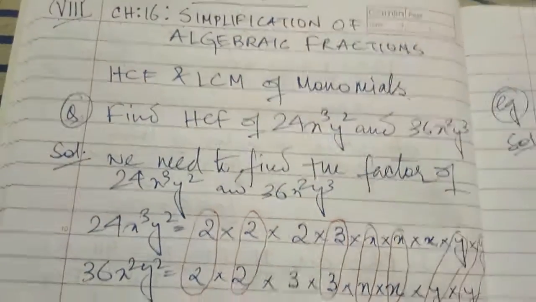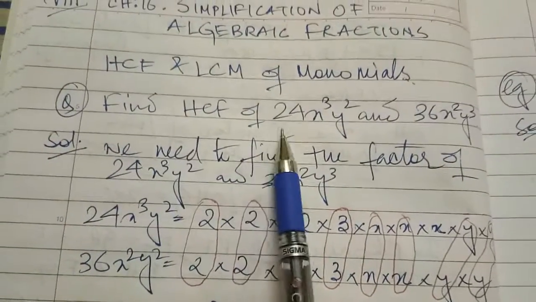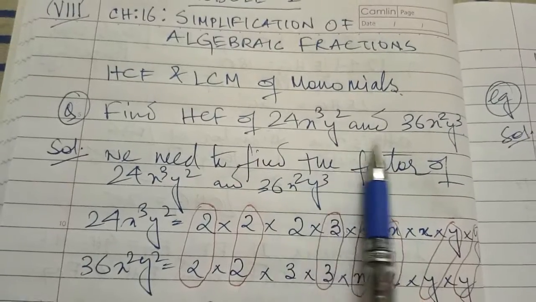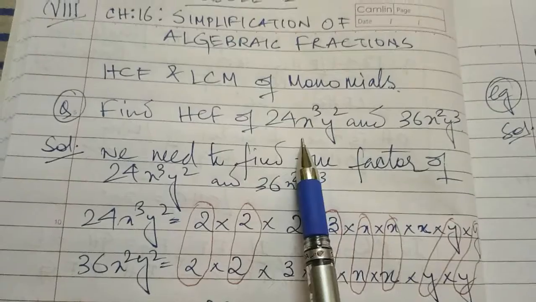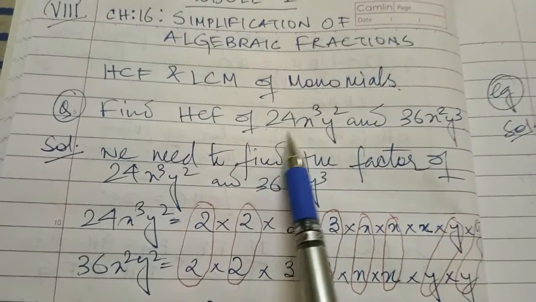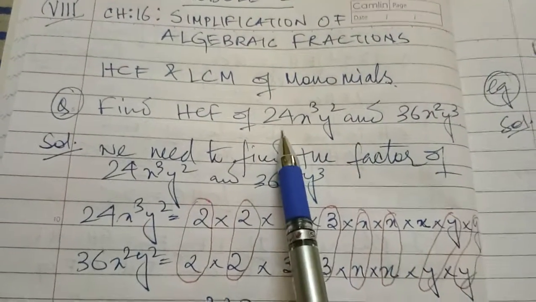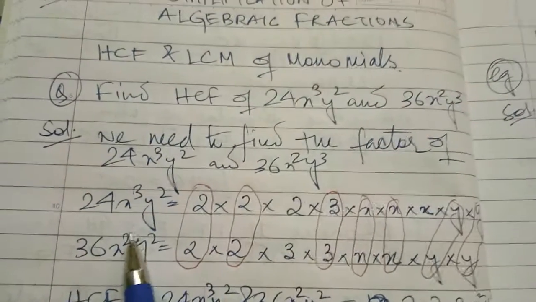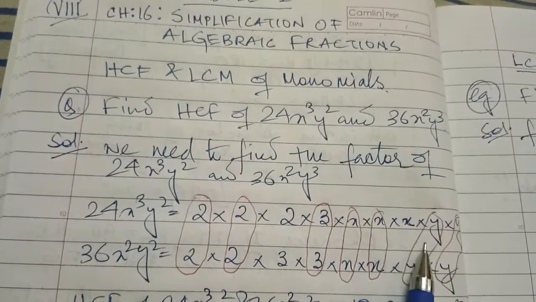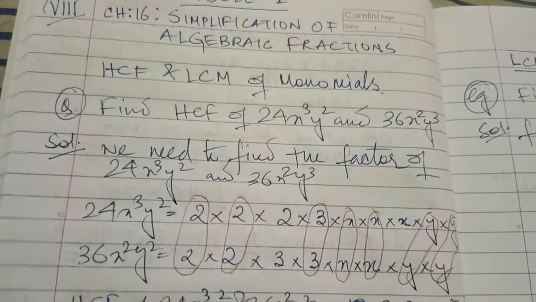This is the part. See what is given. Find the HCF of 24x cube y square and 36x square y cube. From here there are the numericals. See, numerical numbers are there. There is a numerical coefficient, and this is the variable. Now from here what I have done, I break into the factors. Various factors I break down over here.